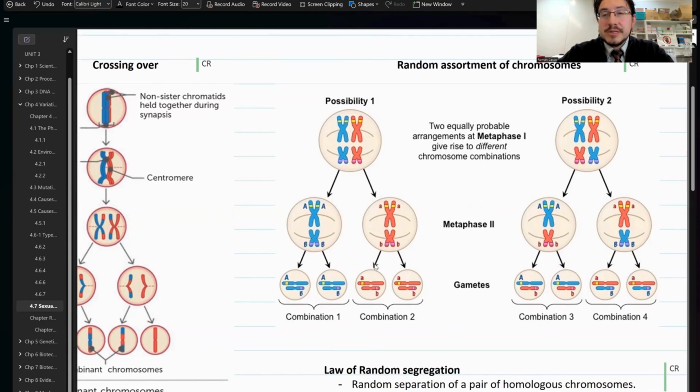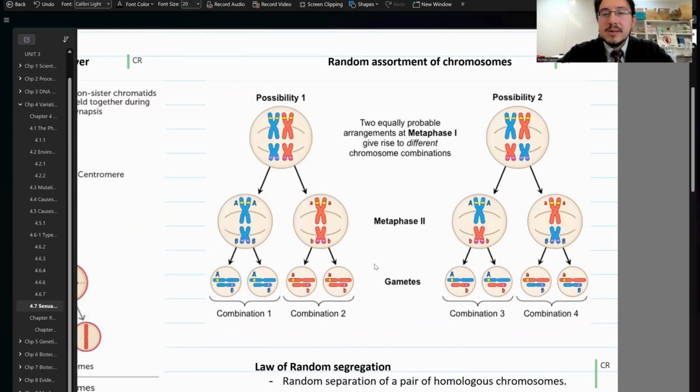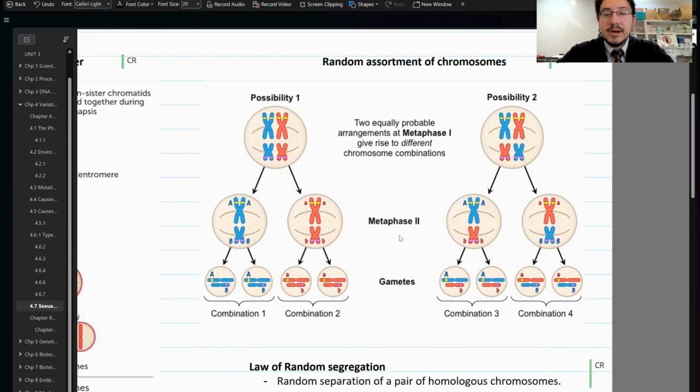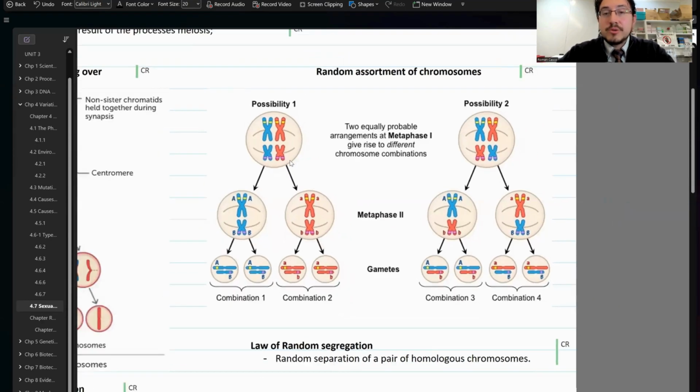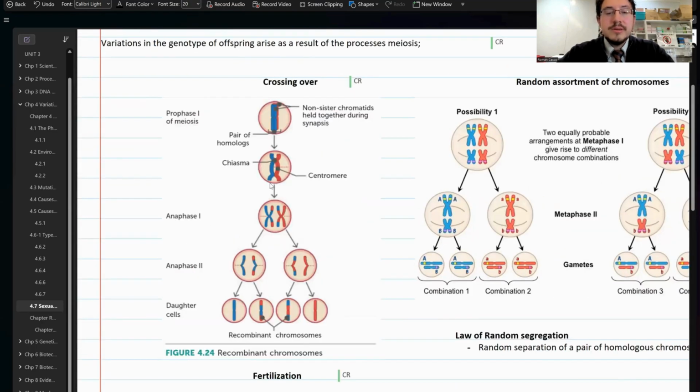But at the same time, just because of random assortment between all these chromosomes, you can get different combinations. So you can get chromosome number one, for example, this large A and this small B. You can get variations there. So that's completely random. There's no way that you can control that. So that's one other way you can add a layer of variation within sexual reproduction: crossing over, random assortment.